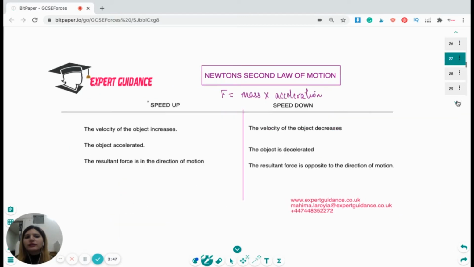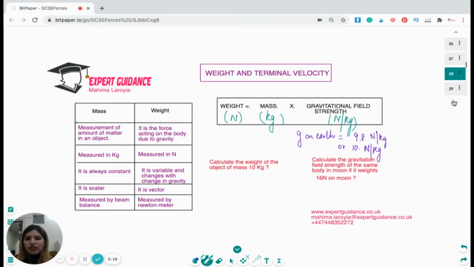All right. Now let us see how we can interpret Newton's second law of motion: force is mass times acceleration. So if something is speeding up, it means that the velocity of the object is increasing, the object is accelerated. It means that the resultant force is in the direction of the motion. But if something is slowing down, it means that the velocity is decreasing, the object is decelerated, and the resultant force is in the opposite direction to the direction of the motion.